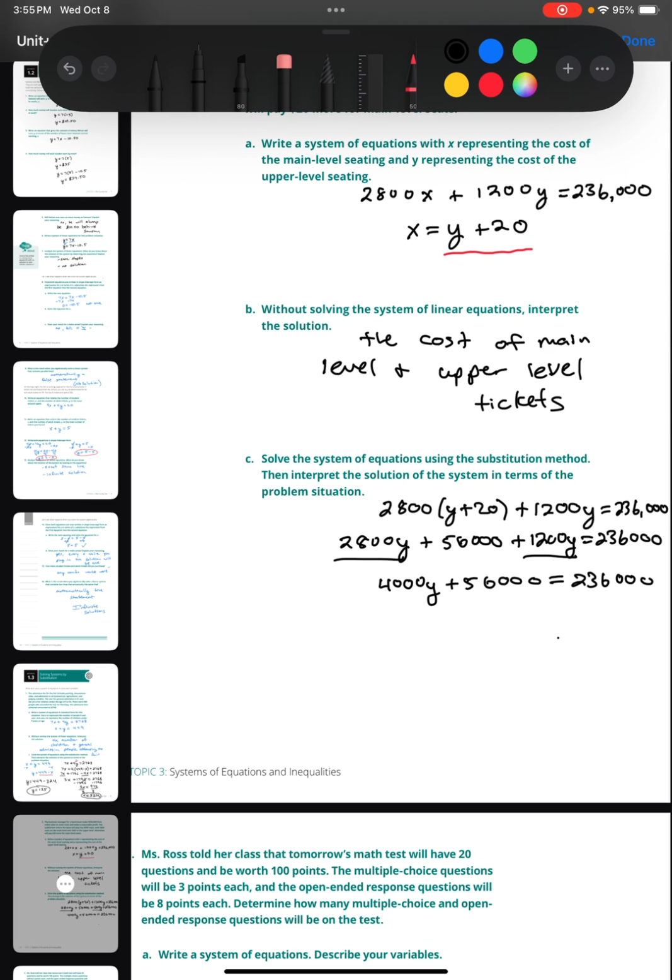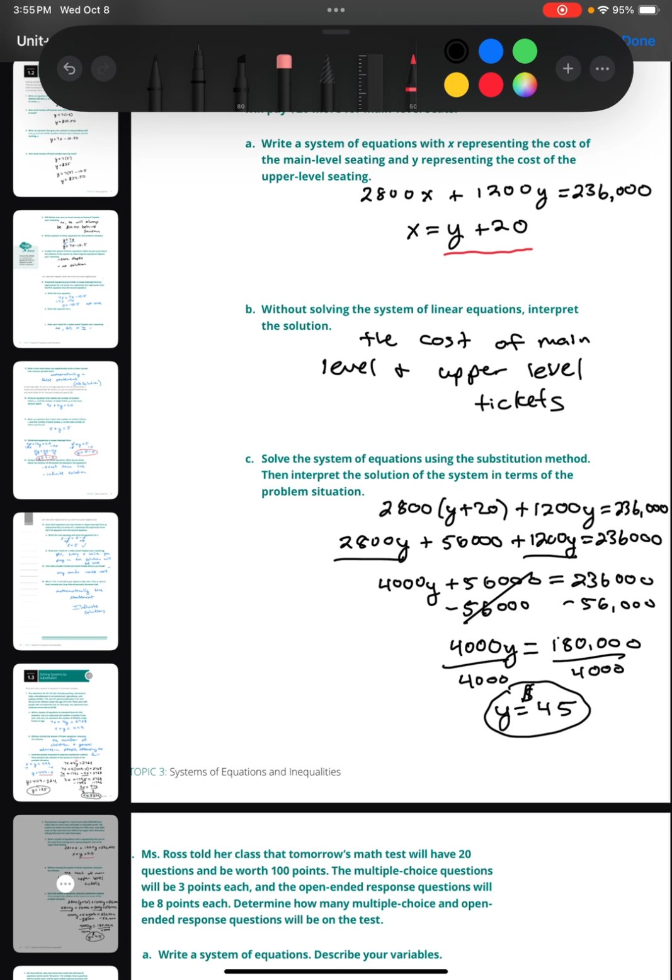So a lot of zeros here. Just be careful with those. Subtract over the 56,000. And now we end up with 4,000y equals 236,000 minus 56,000 is 180,000, and divide by 4,000. And we're going to find y. The cost of the upper level seats would be $45.